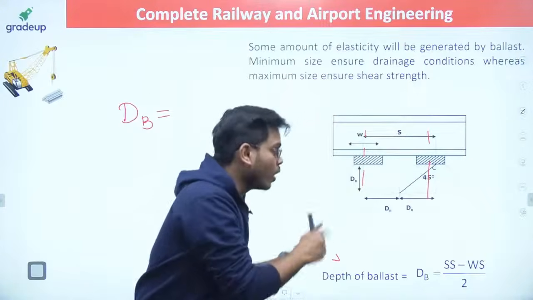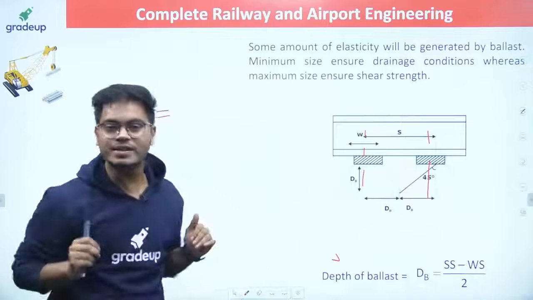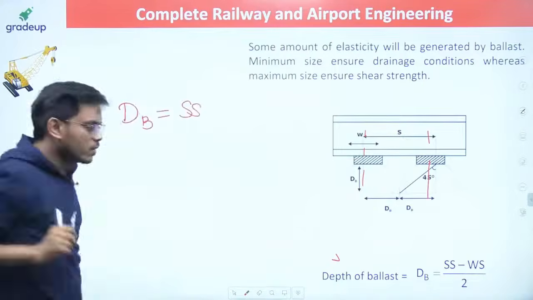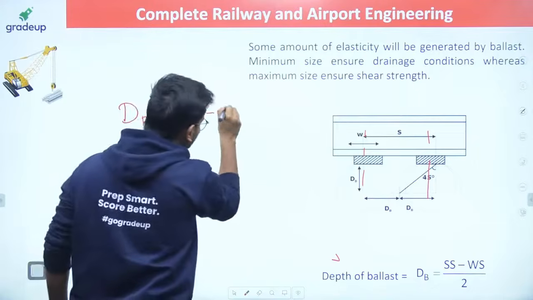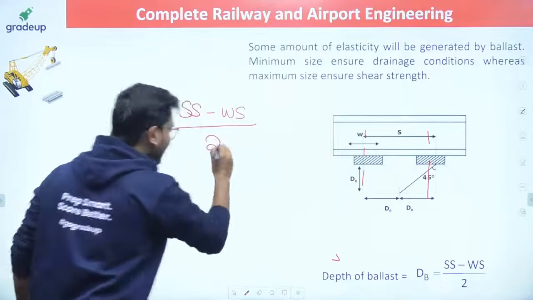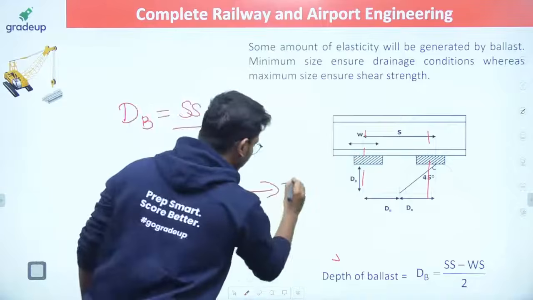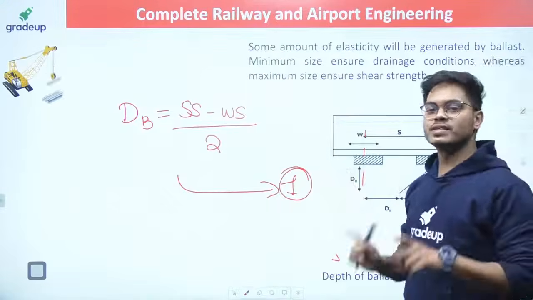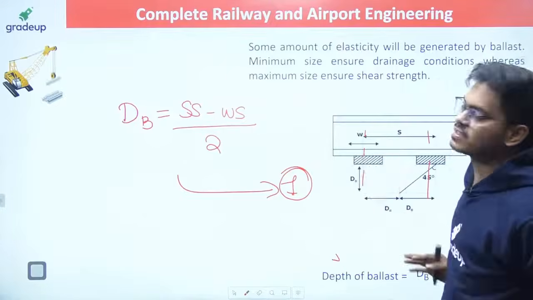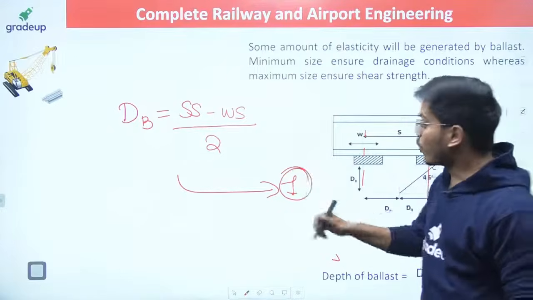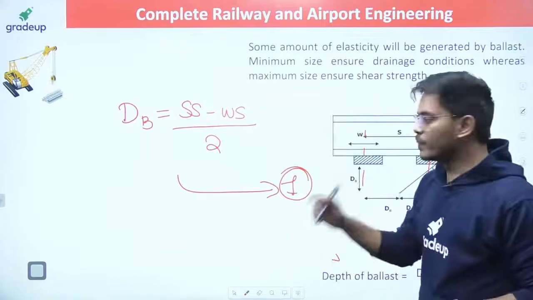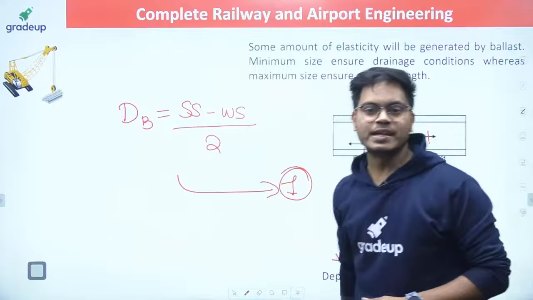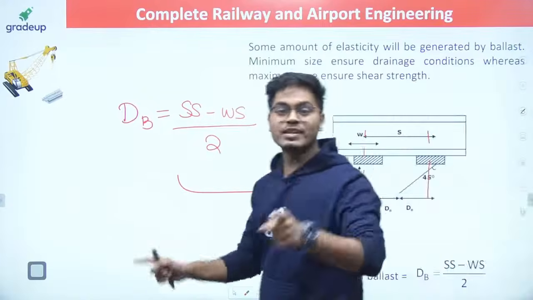From one sleeper to another sleeper, the center to center distance is your SS. Alright, minus the width of sleeper by 2, and here you go, you have got 1 mark if this question is asked. Nothing advanced can be asked in this concept. If they ask the depth of ballast directly, they will provide you the center to center spacing and the width of the sleeper, and with the help of that you can get the depth of ballast.